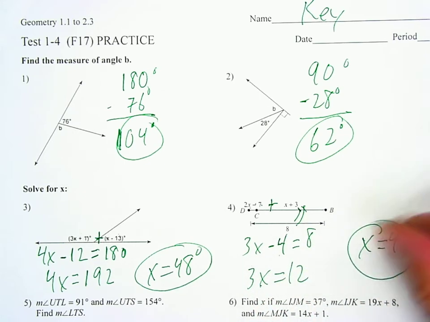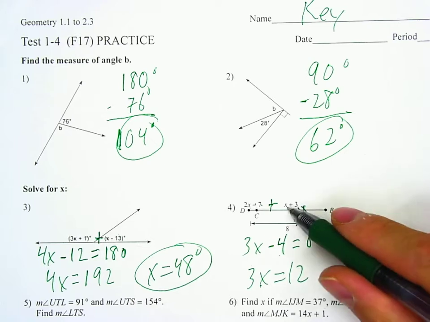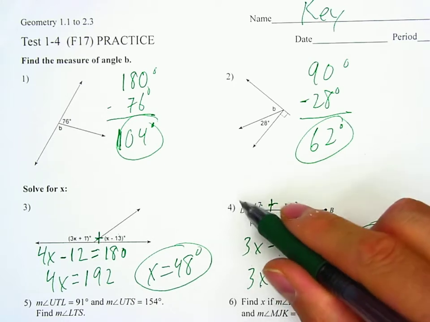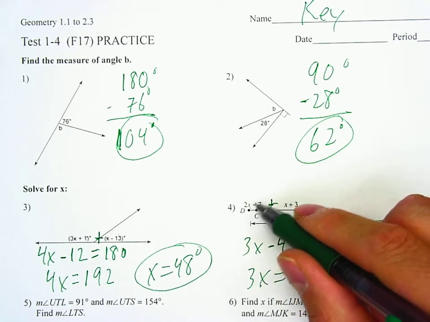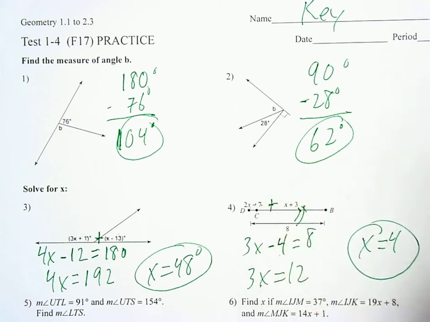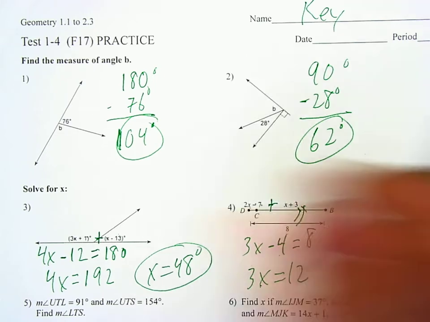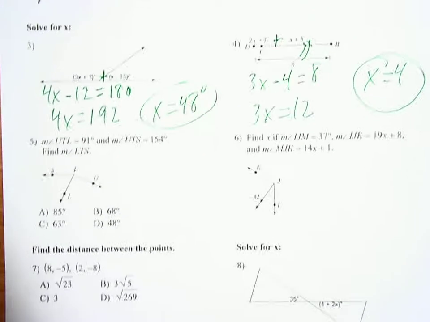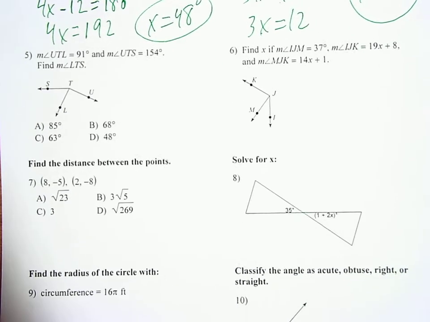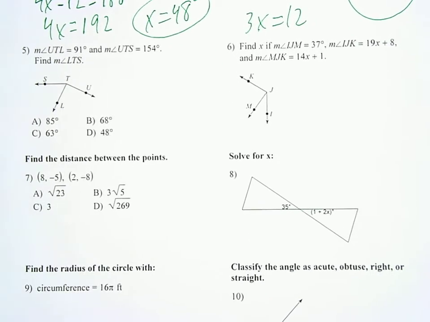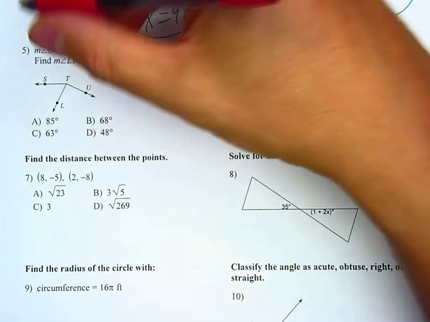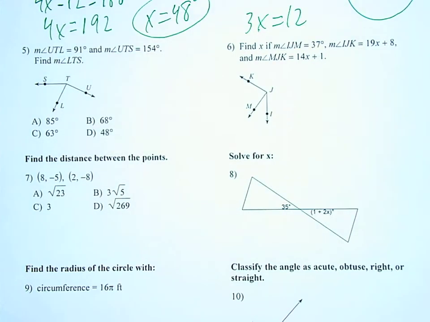Again, I can verify my work by putting the 4 back in. 4 plus 3 is 7. 2 times 4, which is 8, minus 7 is 1. 7 plus 1 is 8. Next question. Question 5. Angle addition postulate. Again, you should always label these angles as you come across them in the test or on the questions for the tests.